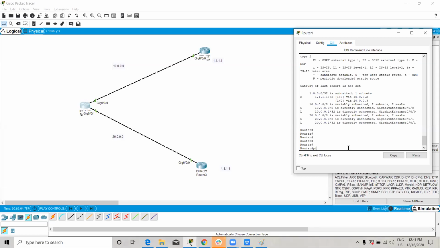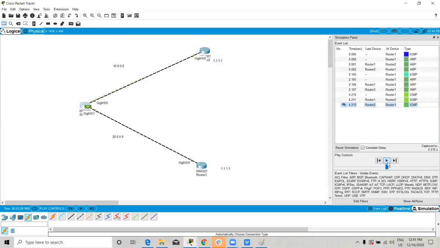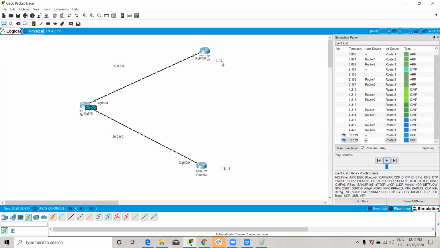I can ping 1.1.1.1 and we check the ICMP packets. This one is ARP. Now, the first packet is sent via 10.0.0.2. The second packet is sent via 20.0.0.3. It means it equally divides all the packets. This is our load balancing. It divides the packets equally between both routers, because only 1.1.1.1 is our destination.